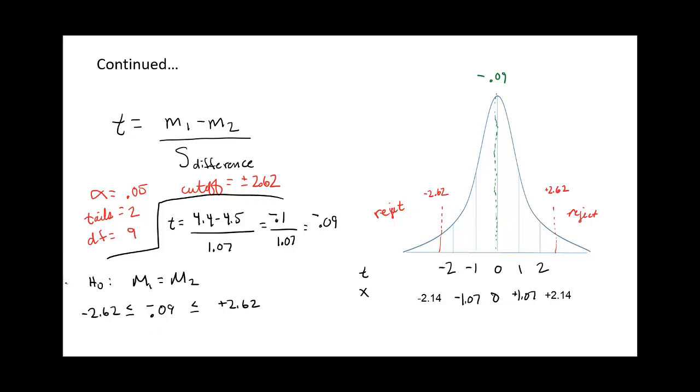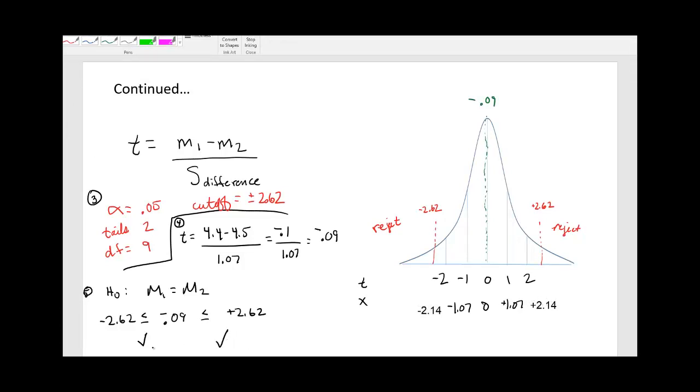And by the way, this is step number 5 in our hypothesis testing procedure. This is step number 4. This is step number 3. I know we're kind of clustering it all together, but here it is. So we need to check and see if these two statements are true. So let's find out. Is negative 2.62 less than or equal to negative 0.09? Yes. So far it looks good for the null hypothesis. Let's check the other side. Is negative 0.09 less than or equal to positive 2.62? Well, that answer is also yes.